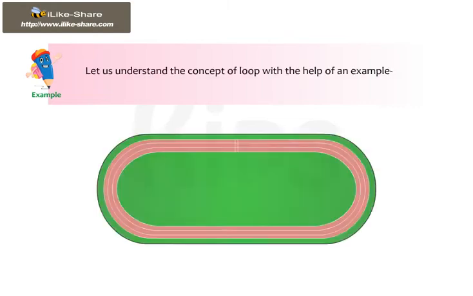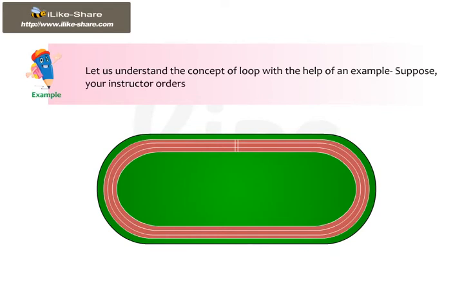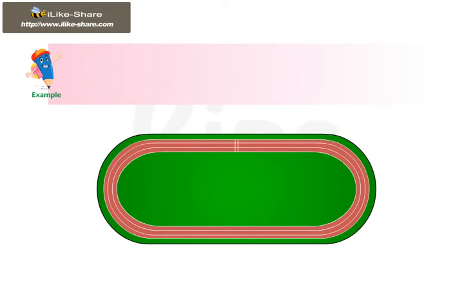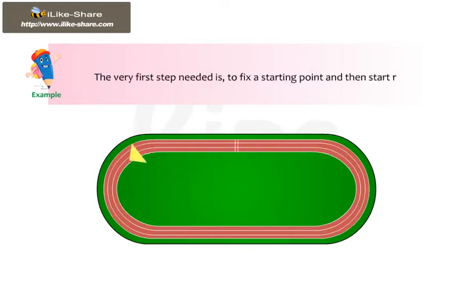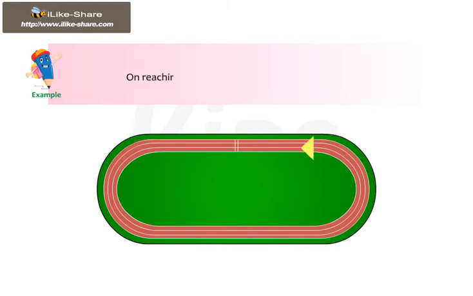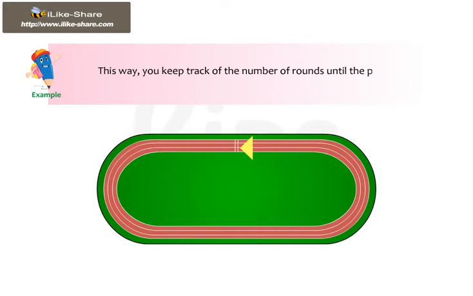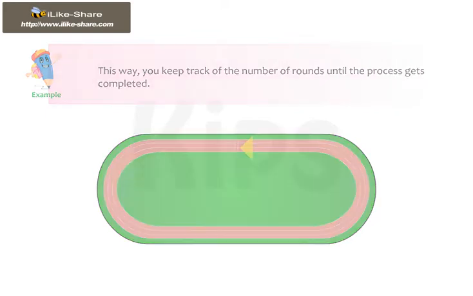Okay students, let us understand the concept of loop with the help of an example. Suppose your instructor orders you to run and take 10 rounds of a ground to warm up. The very first step needed is to fix a starting point and then start running. On reaching the starting point again, you complete a round. Then you take the second round and so on. This way you keep track of the number of rounds until the process gets completed.